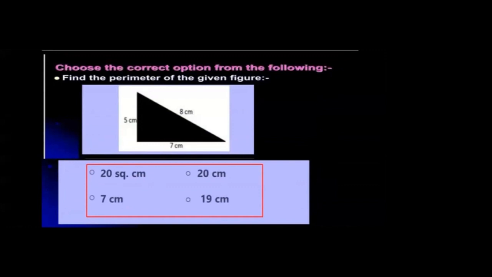So the next question is there on the screen, children. Find the perimeter of the given figure. This is a triangle. 20 centimeter. Yes, it is 20 centimeter. 5 plus 7 plus 8. By adding all the sides, you will get the answer 20. Yes, very good.